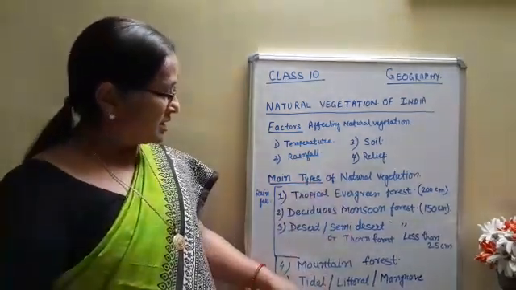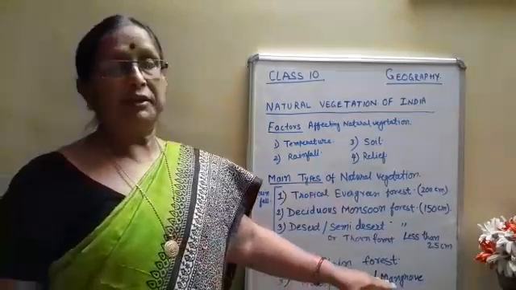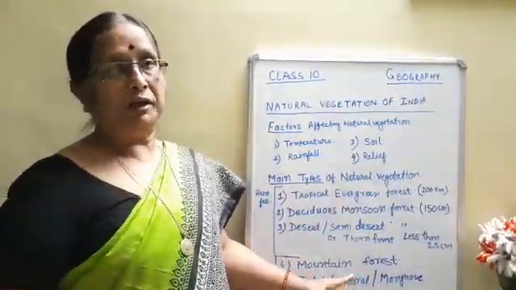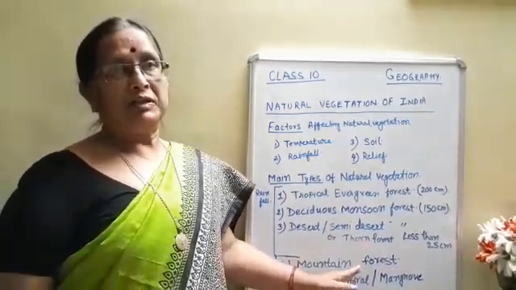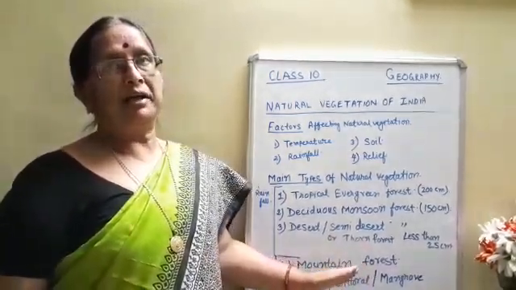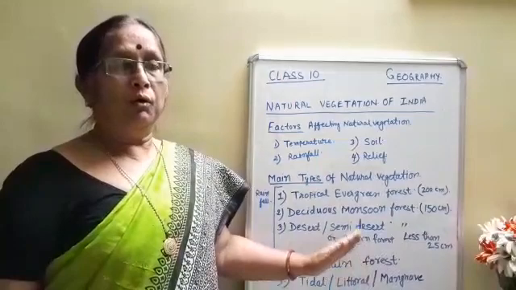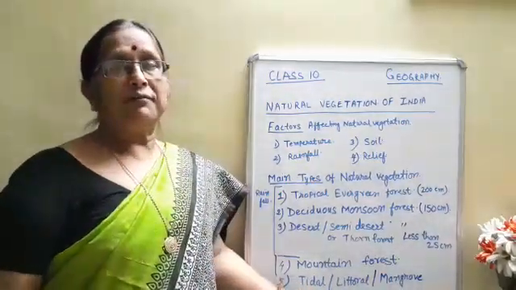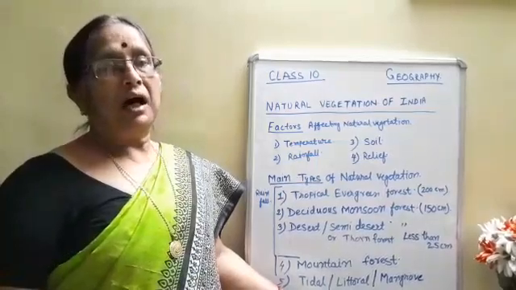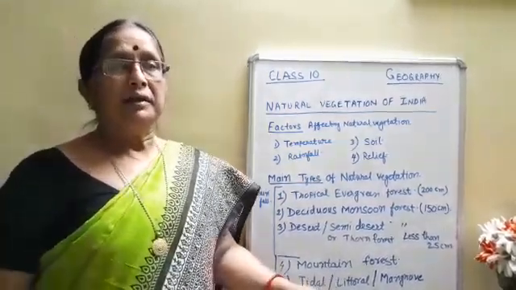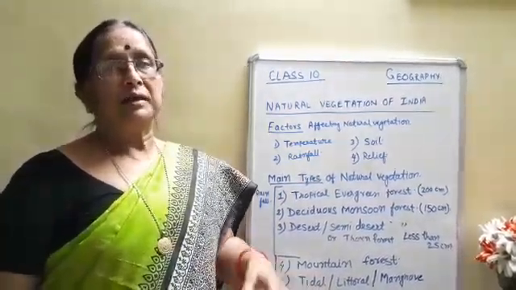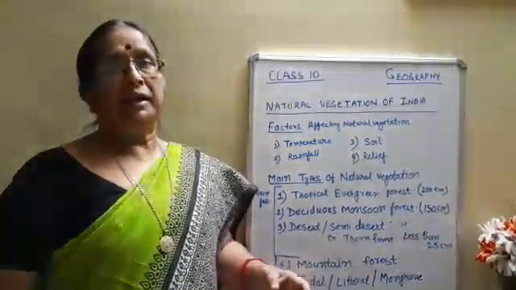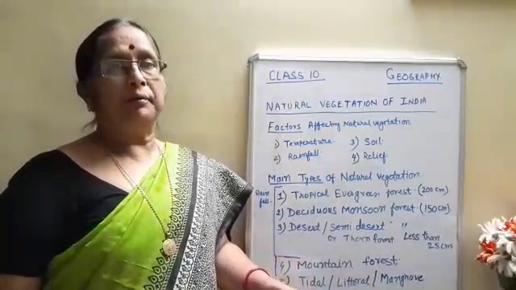Now the last one is tidal forest, or we call it littoral or mangrove. This is found only on the east coast of India, because all the rivers flowing towards the east make a delta. That's why only the delta region has tidal forest. The trees of these forests are hardwood. The roots of these plants can survive in salt water as well as fresh water. They have aerial roots and pores, so they can breathe.